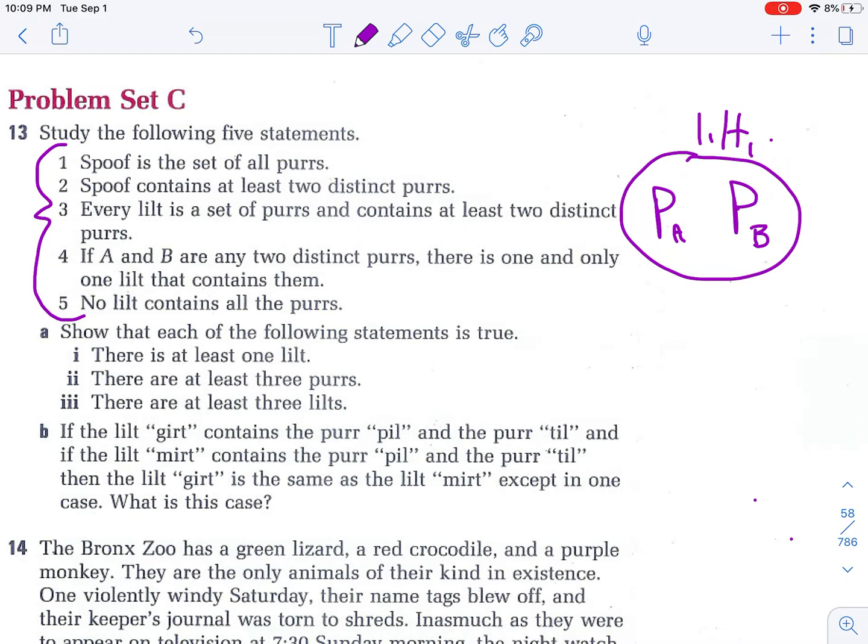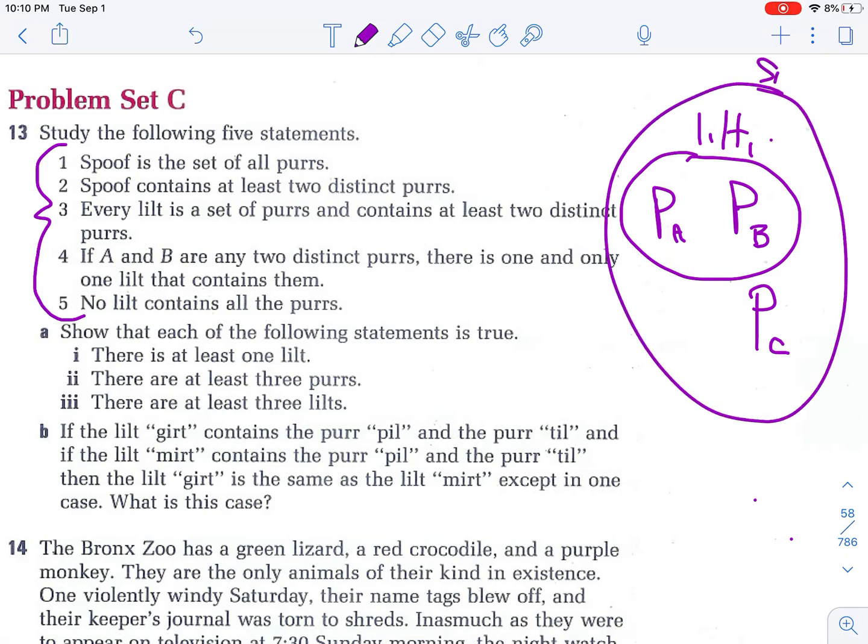And then number 5, no lilt contains all purrs. So there has to be a third purr out here because no lilt contains all purrs. Okay, so this is what my drawing looks like. And then the spoof is the set of all purrs. So spoof is somewhere out here. Spoof, bam.